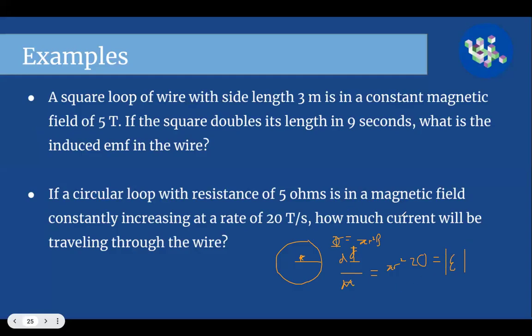Now, we want to find the current through the wire. And so, okay, 20 pi r squared. You might already know this, but we'll learn this later in the course: V over R equals I. It's just Ohm's law. So this divided by the resistance of the wire would equal your current. That'll be your answer to the second question.